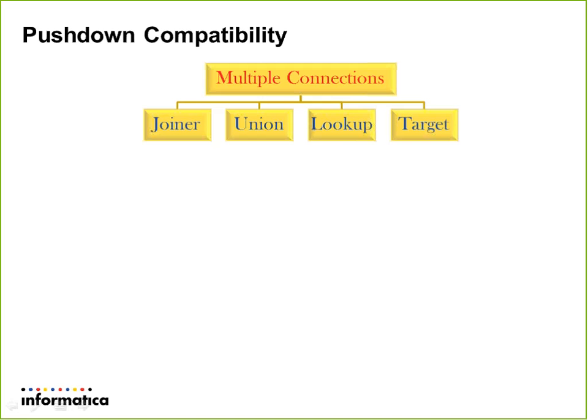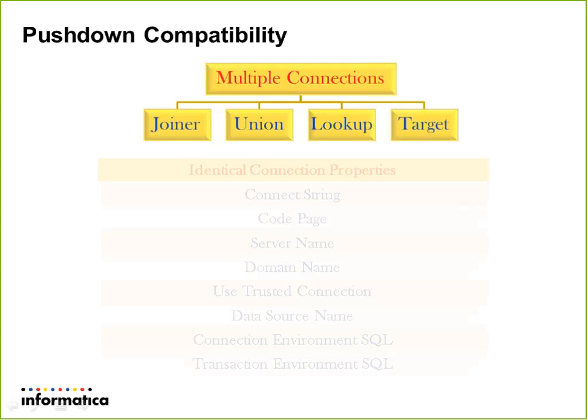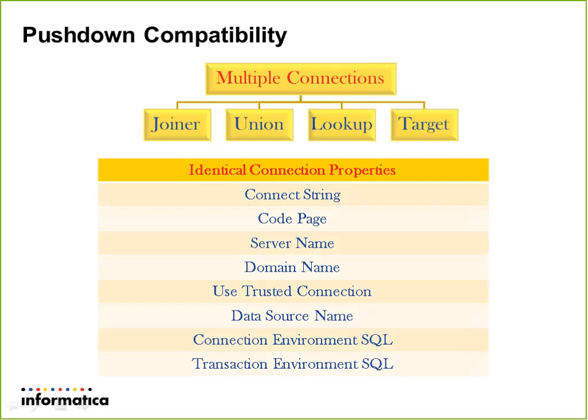But some relational connections are pushdown compatible if they have the same database type, username, and a few more identical properties. Listed are a few such consolidated identical connection properties which need to match for them to be pushdown compatible. For example, for two Oracle connections to be pushdown compatible, they should have the same connect string, code page, connection environment SQL, and transaction environment SQL.